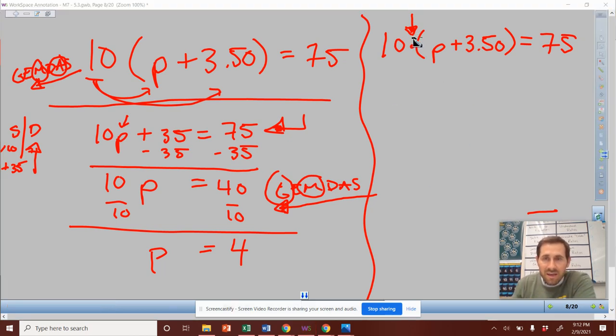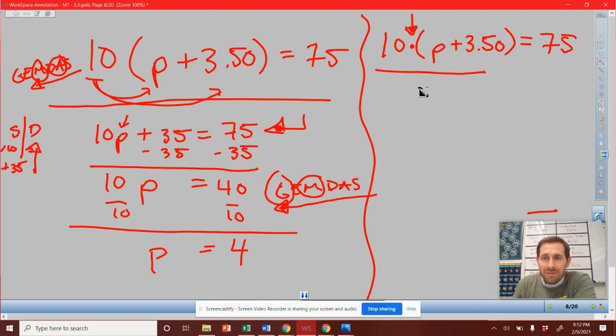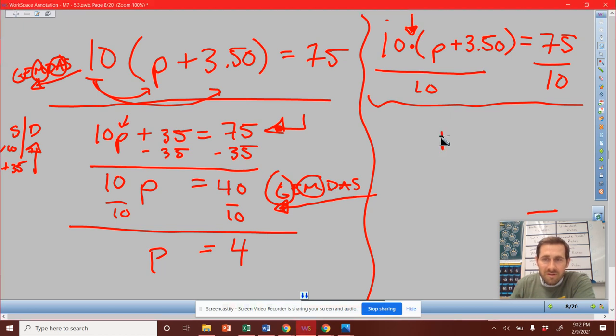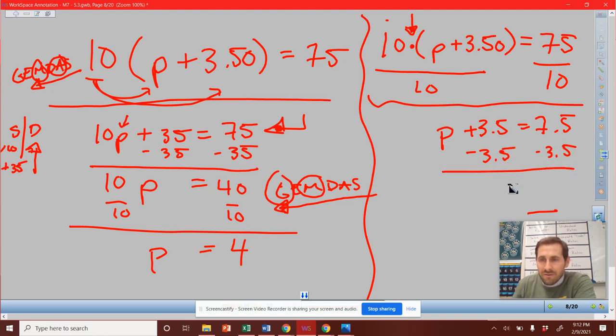So to get rid of this multiplication of times 10, we're going to divide this whole side by 10, and we're going to divide this by 10. So what happens is my 10s cancel out. These 10s go away because it's just 10 over 10 is 1. So those will kind of cancel out. I'll just bring down, and I don't need the grouping symbols, I'll just bring down the P plus 3.5 equals, this is 7.5. So then to get P by itself, I'm going to minus 3.5, and I'm going to minus 3.5, and you'll see P equals 4. And that is the same thing we got over here.